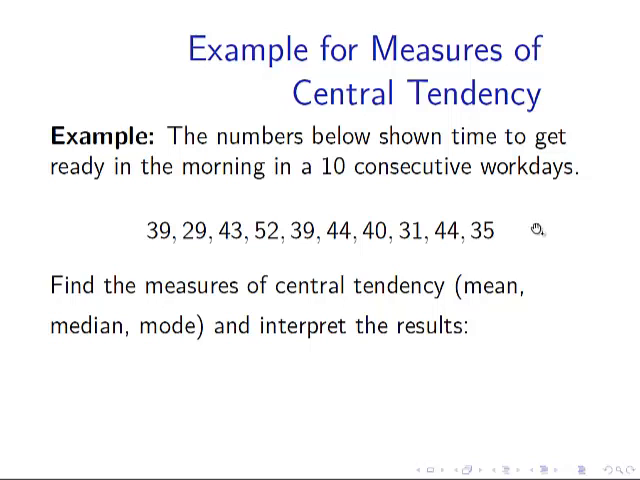What about the mode? In this data, there are two most frequent numbers. It's 39, you see here 39, 39, and 44. Because the mode is not unique, we say that there is no mode for this data. In order for a mode to exist, we should have just one most frequent number. There is no mode.